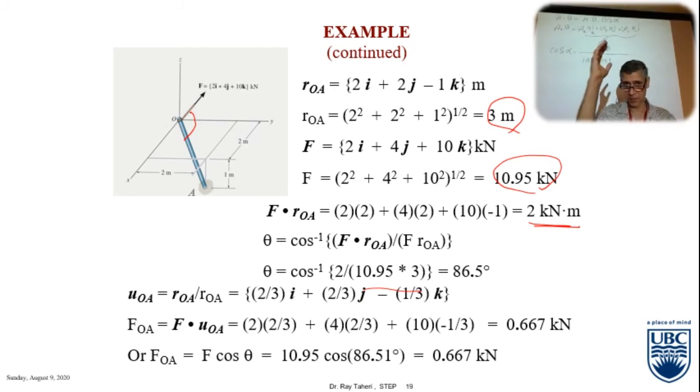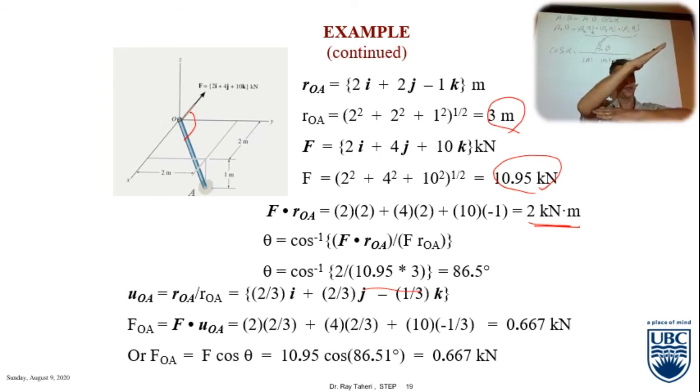You see, because of the very large angle, the angle between these two is about 86 degrees. It's quite large, closer to perpendicular. The force is about 11 kilonewton, 10.95. But because of the angle, only about 0.7 kilonewton, a fraction of the force, is applied to this rock. Obviously, if this was 90 degrees, the answer would have been 0. If this would have been 0 degrees, the answer would have been 10.95.